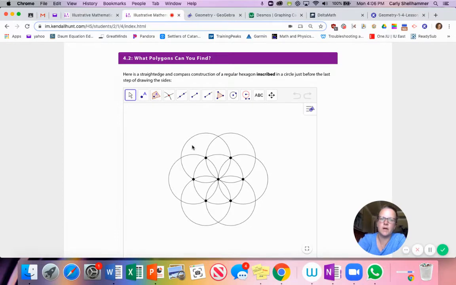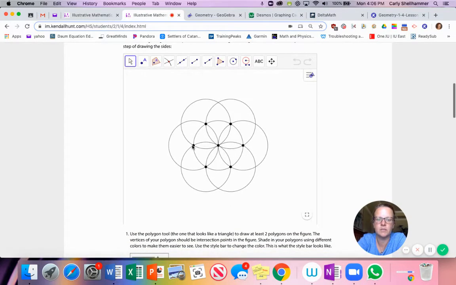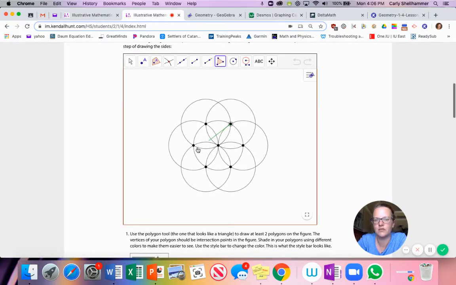Here we can use the Polygon Tool because it says use the Polygon Tool. It looks like a triangle. Draw at least 2 polygons in the figure. So I'm going to use this tool and draw the same thing I drew before. I have to close the polygon. So there is my triangle. And then I can draw a regular hexagon too. So that's an equilateral triangle.